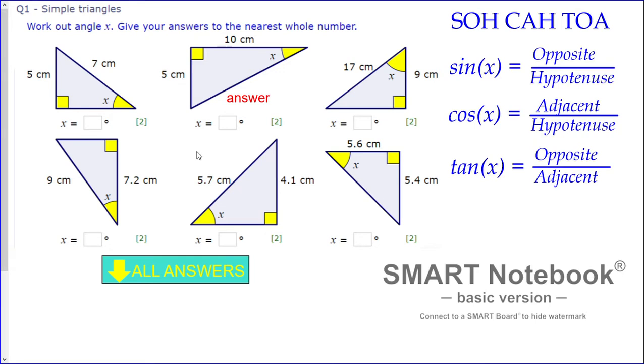Hi, I'm here with question 1 of the myimaths task. The question says, work out angle x, give your answer to the nearest whole number. Now, these are all right-angled triangles, so we're going to use right-angled triangle trigonometry, SOHCAHTOA, and for each one, we have to figure out which one we are going to use, sine, cosine, tan, and then solve the problem from there. Let's have a look at these three simultaneously.